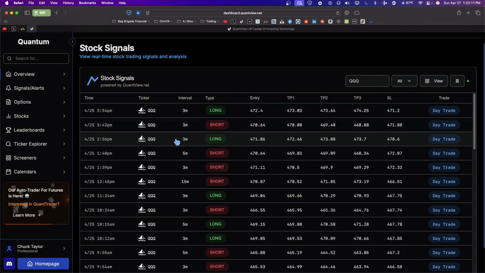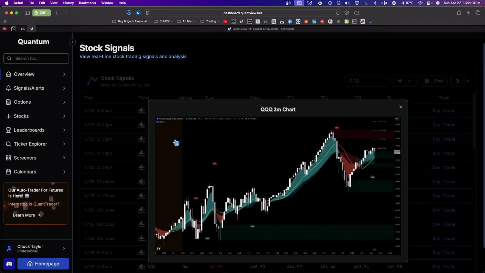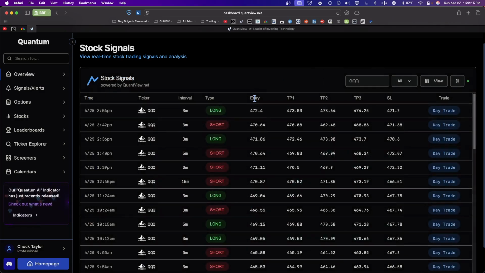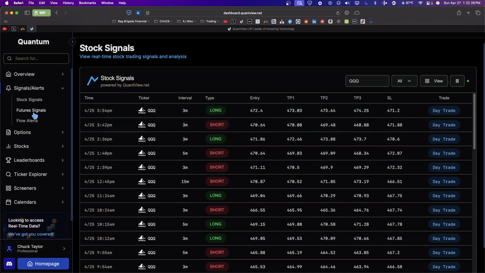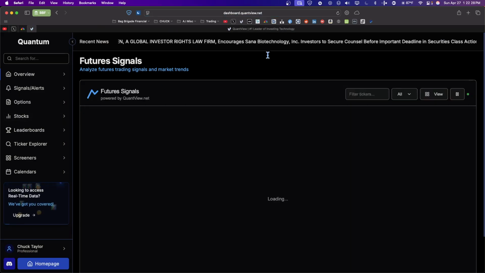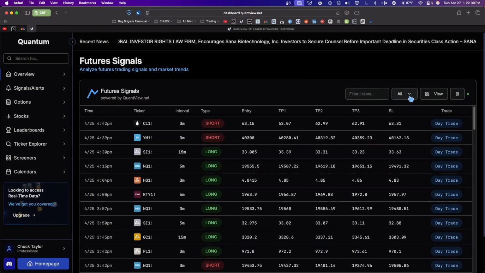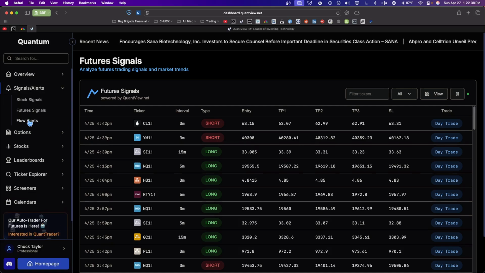Anyway, so yeah, I mean, look, you can obviously see, it shows you entry level for a 3-minute candle, take profit 2, take profit 3, stop loss. Very self-explanatory. The same thing with futures. You can sort by ticker. Same thing, minute, however you want. Remember, these are all scalping or day trading things. They are not swings. They don't have those set up yet.